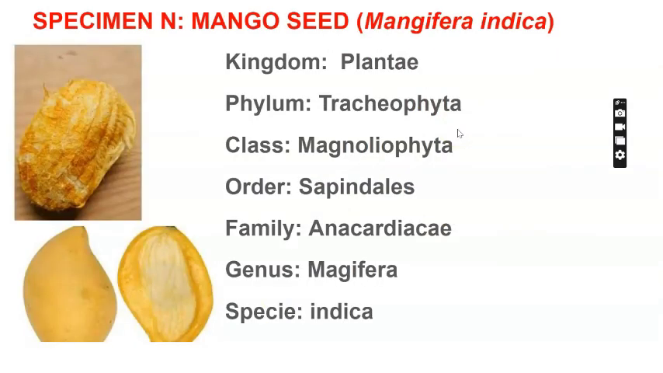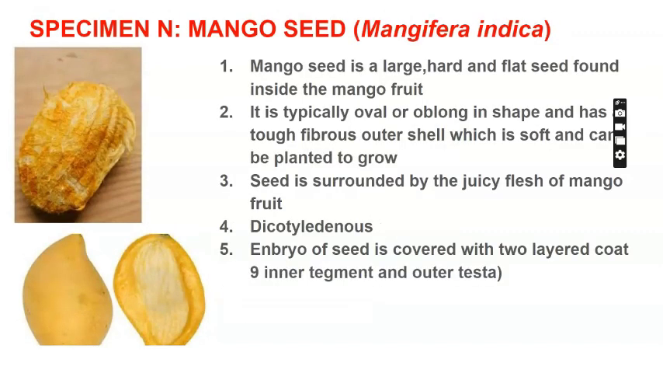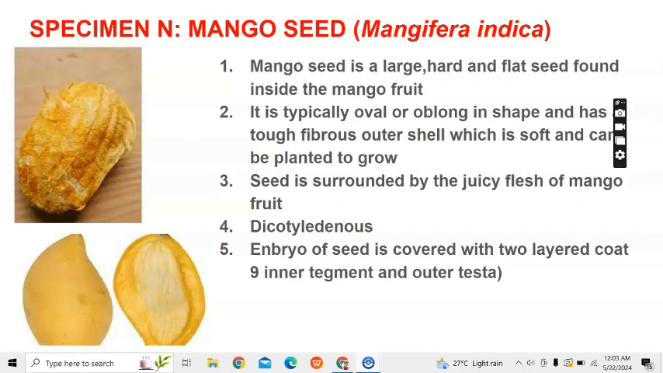Then the next is specimen N, which is our mango seed. And we know that the mango has a scientific name, Mangifera indica. Here is the classification of the mango seed for your own absorption. Then what about the mango seed? The mango seed is a large, hard, and flat seed found inside of the mango fruit.